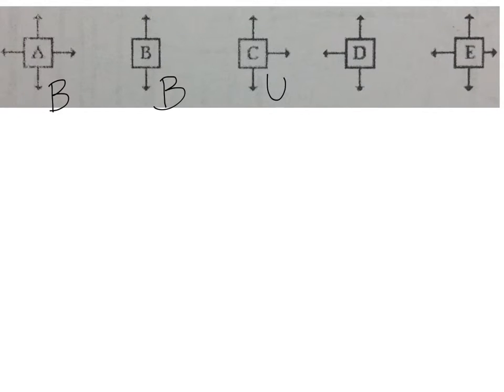For D, it's basically C, but flipped the other way. So instead of an arrow to the right, we have an arrow to the left. So this would also be unbalanced for the same reason C was unbalanced.